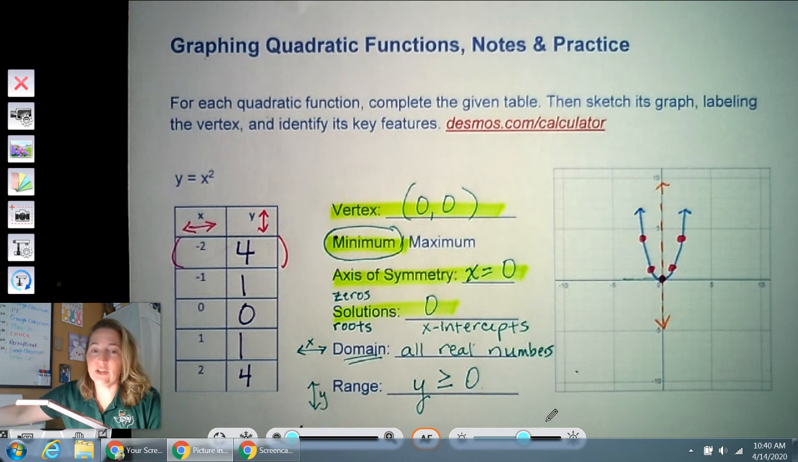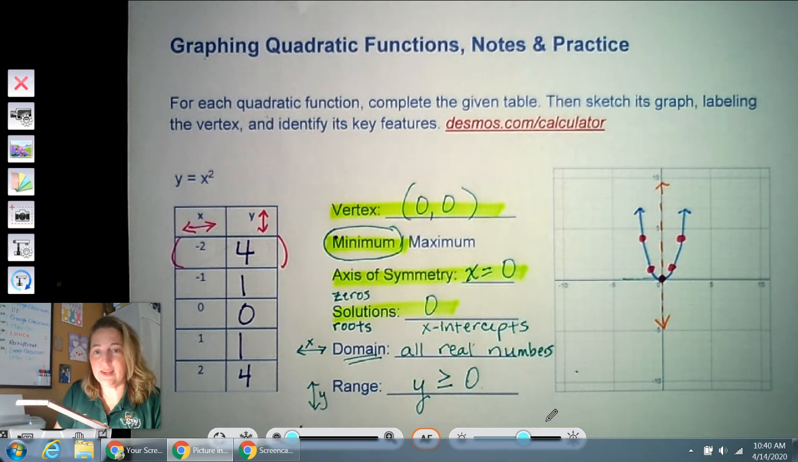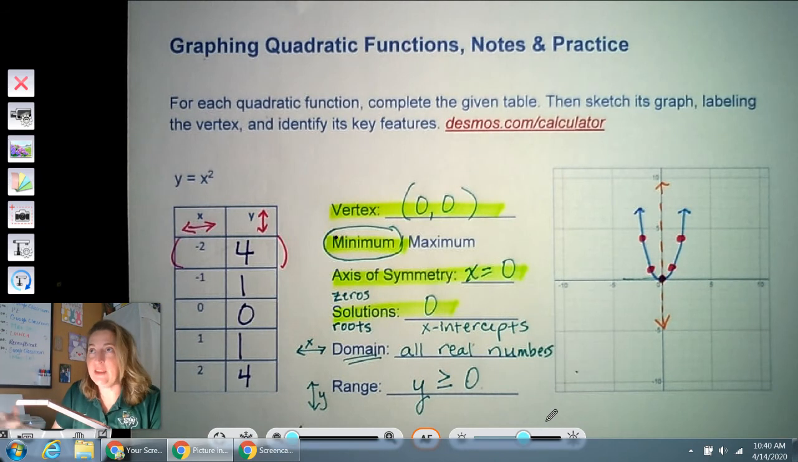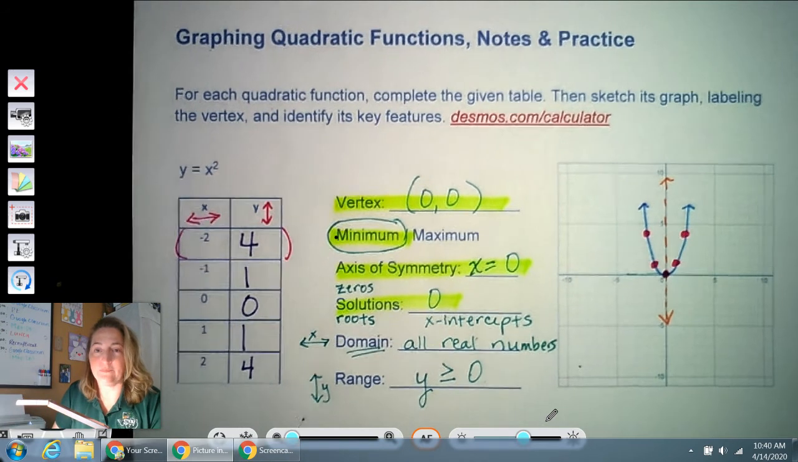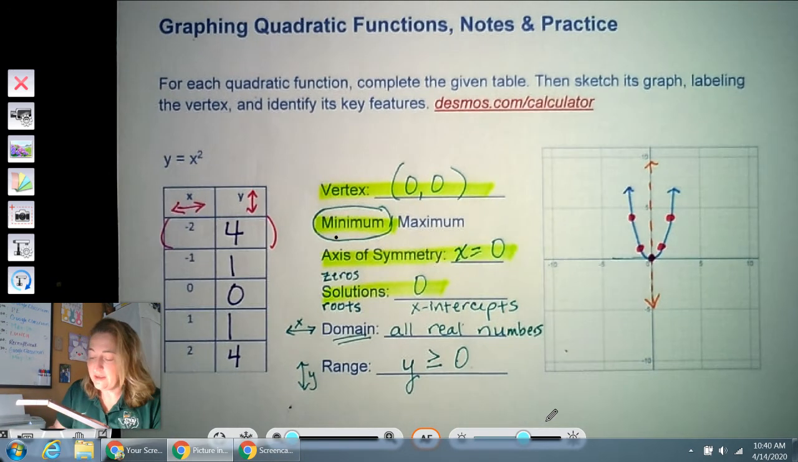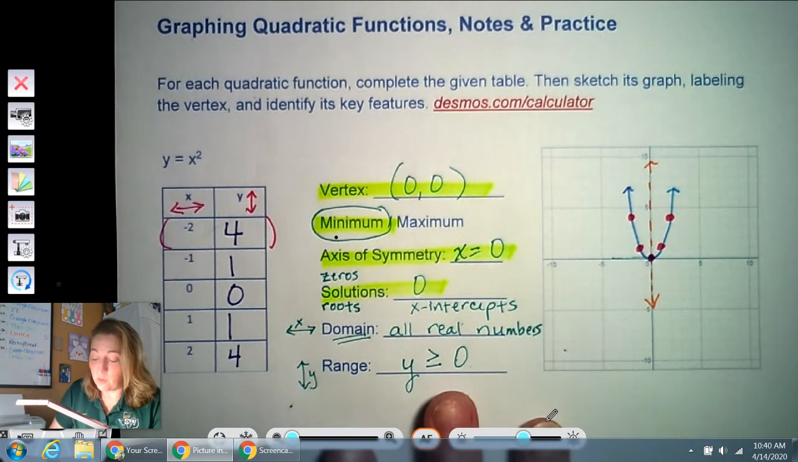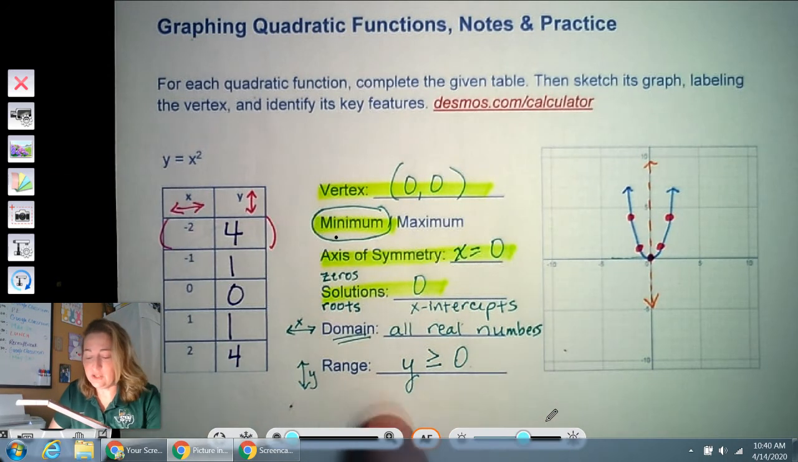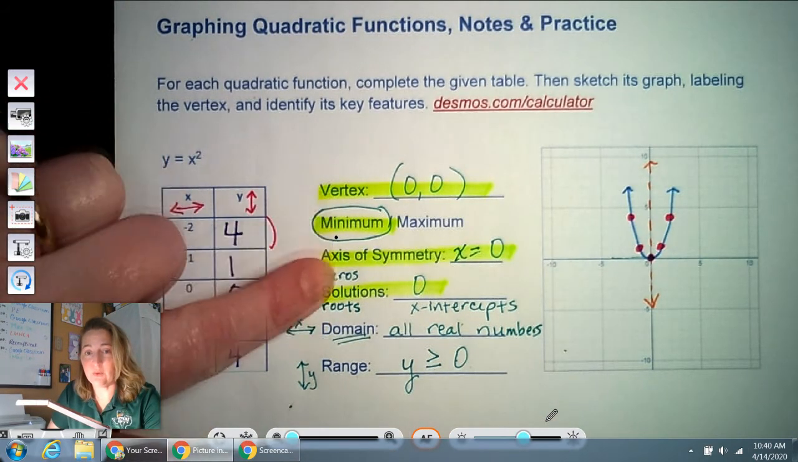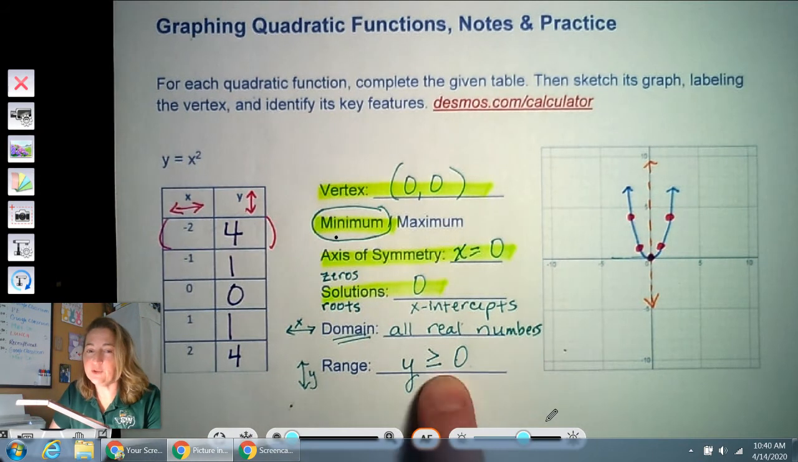Go ahead and challenge yourself to try the domain and range as well, because that is something that's going to be a recurring theme, something you're always going to have to be able to find as you move forward, especially once you get to Algebra 2. And for Algebra 1 as well, it's important that you find the domain and range. These are the most important features I want you to find, but also give domain and range a shot.